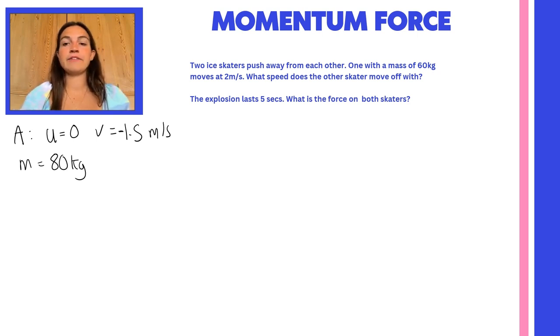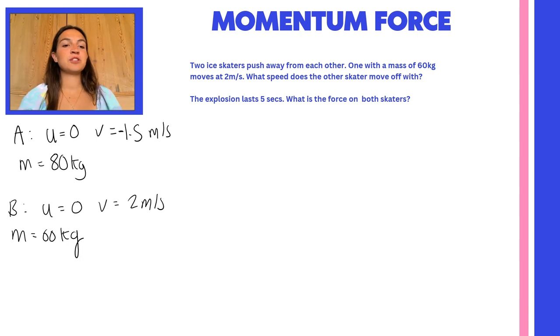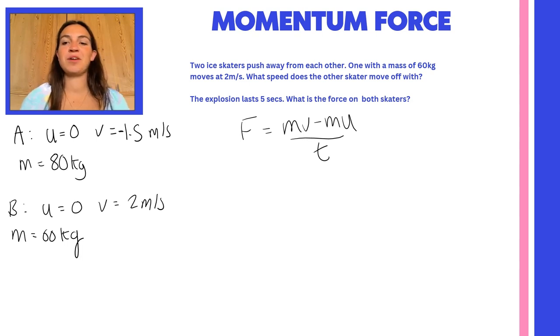And then same for skater B. Their initial speed u is 0. Final speed v was 2 and their mass was 60. So what is the equation that I'm using? I've got force is mv minus mu over t.